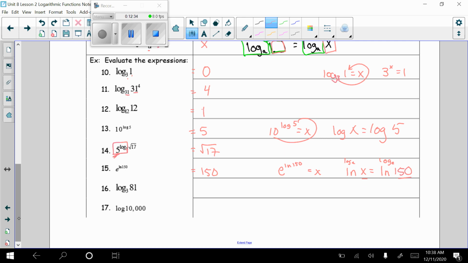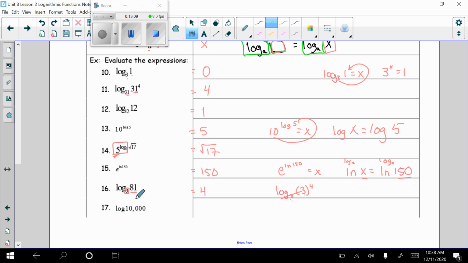Okay. 16 is a little bit different because we have an 81 here. So whenever this happens, if you have a base and a number, look to see if you can rewrite that number in terms of your base. So this can rewrite as log base 3 of 3 to the 4th power. So in terms of my base, I get that same number there. Well, now these two match, so this cancels, and my answer is just 4.